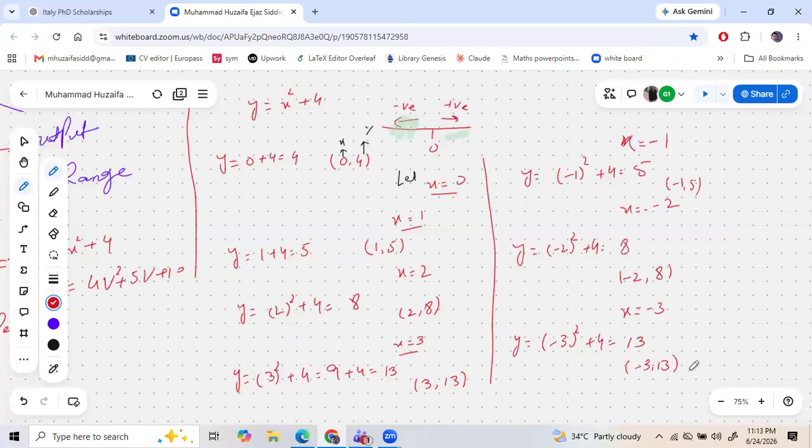Clear that one? Okay, here we use the function definition. The function definition is that we give the input and we get the output.